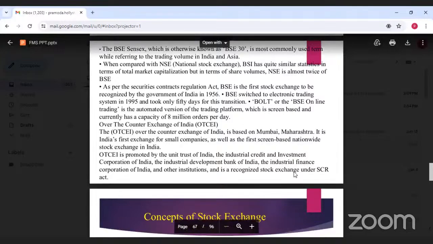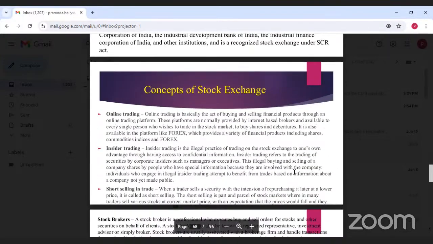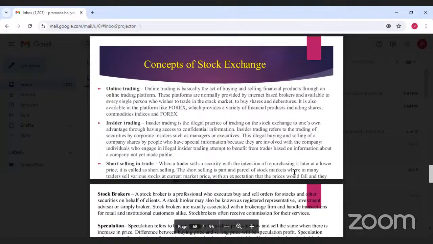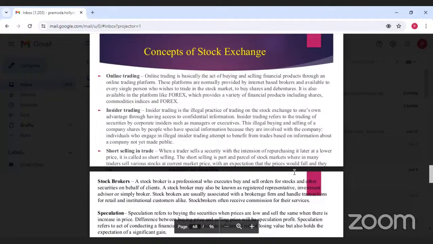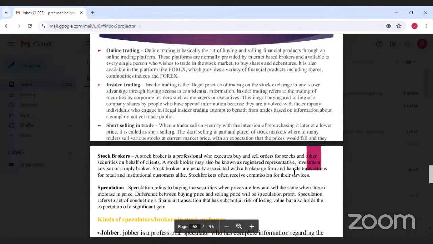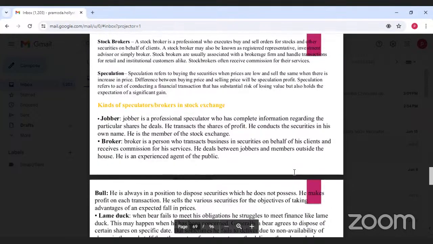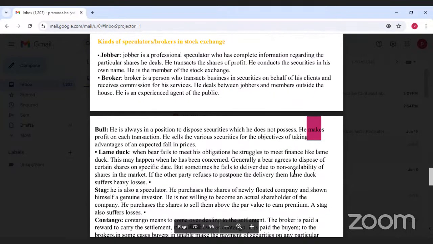Yes, ma'am. Okay. We learned 4 important terms here. One is online trading, what is insider trading, we learned about short selling in trade and about the stockbrokers as well as speculation. Now we'll move on to kinds of speculators. There are many types of brokers. We studied that without the brokers, you cannot run the stock exchange. That means you need the support of brokers to trade in securities. And there are many kinds of brokers who are working on the floor of the stock exchange. So let us learn what they are. Kinds of speculators in stock exchange.